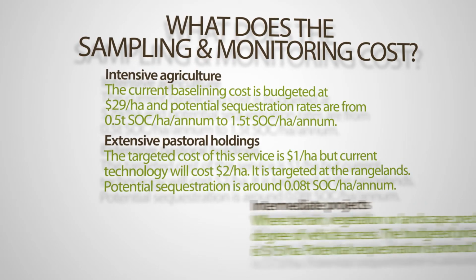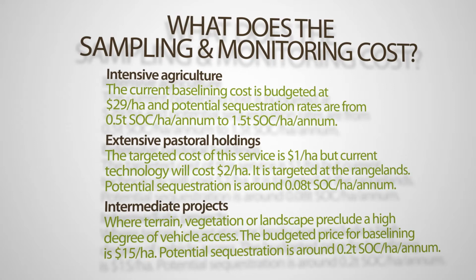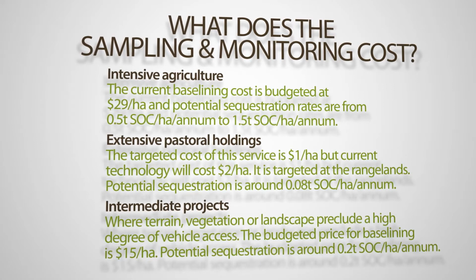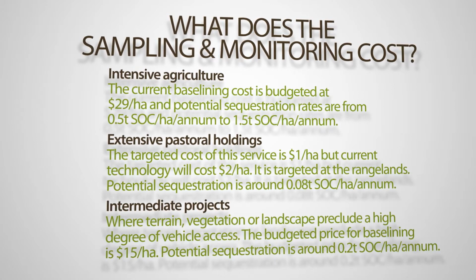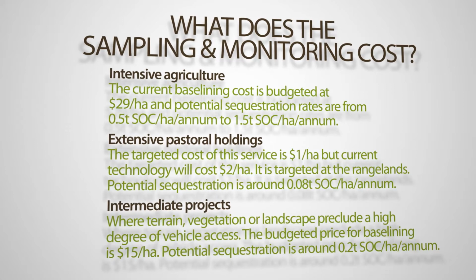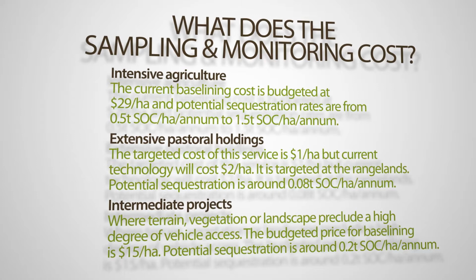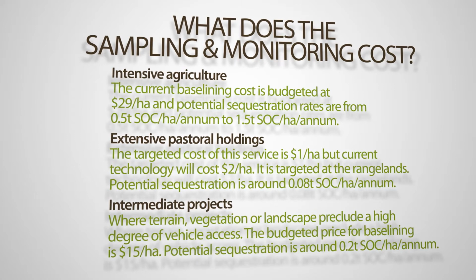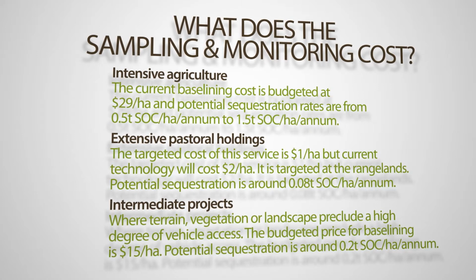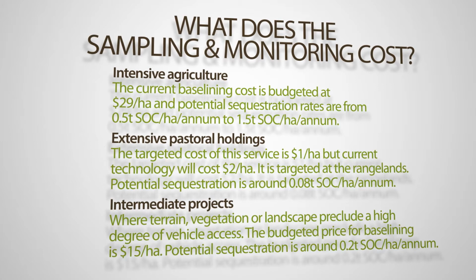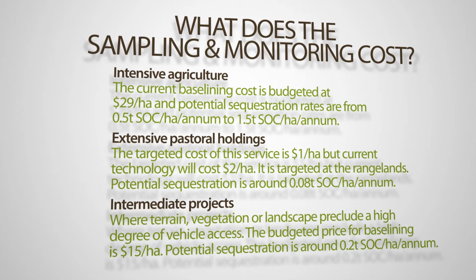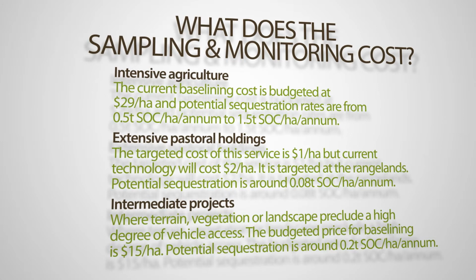And somewhere in between those two is what we call intermediate projects, where the terrain, the vegetation, the landscape precludes a high degree of vehicle access and therefore the very accurate sampling techniques. We will use a hybrid of part of the extensive process and part of the intensive process, and the potential there may be around 0.2 of a tonne soil organic carbon per hectare, and the accuracy won't be as good as the intensive system.